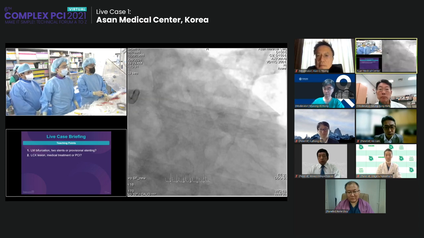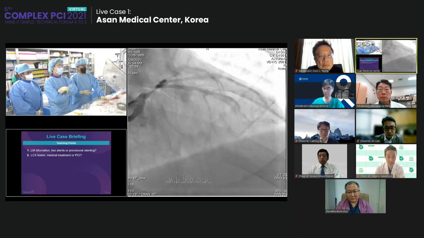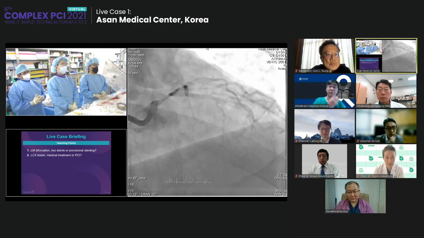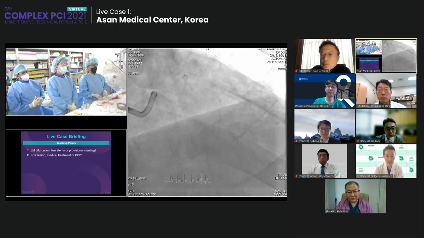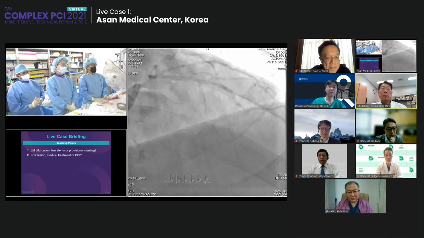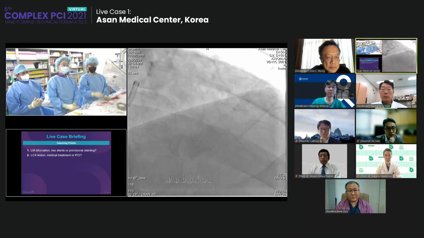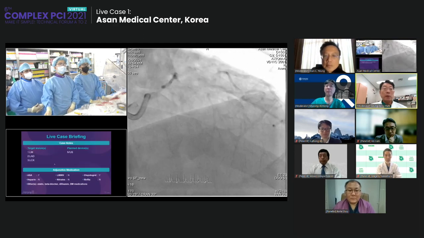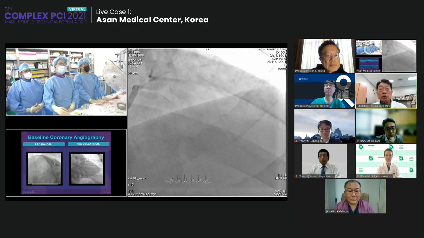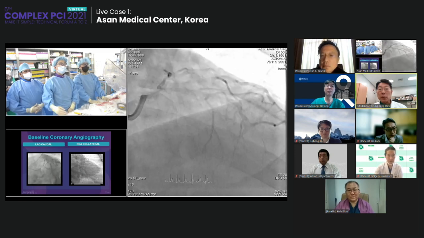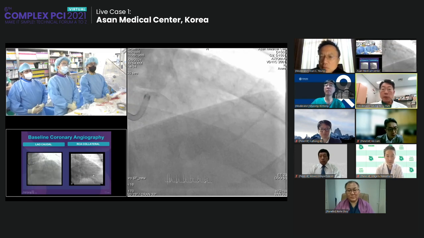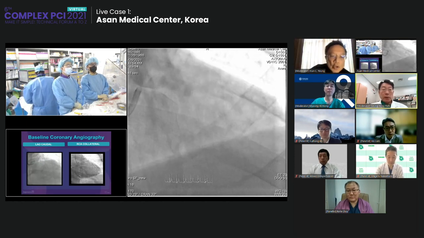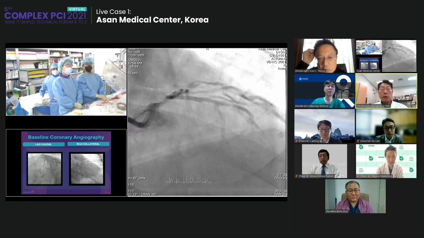At this moment, I would like to ask what would be the best treatment option for this relatively young 55-year-old male diabetic patient. We have lots of discussion, given the left main disease, the tight stenosis, and the other disease at the far distal LAD. Any comment from the panel, from the moderator?